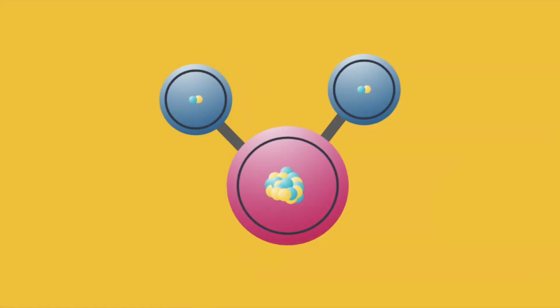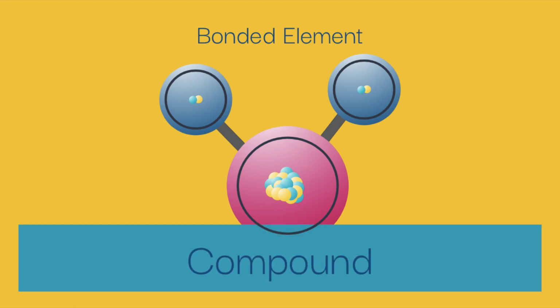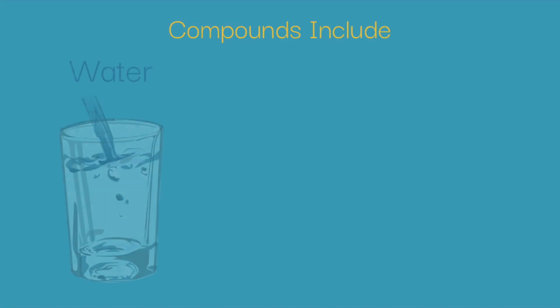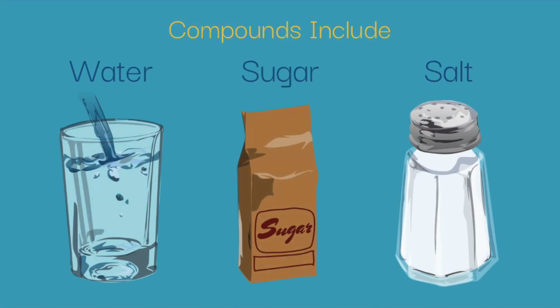When a substance is not a pure element and is bonded to another element, it is considered a compound. A compound is defined as a substance that is made up of bonded elements. Examples of compounds include water, sugar, and table salt.